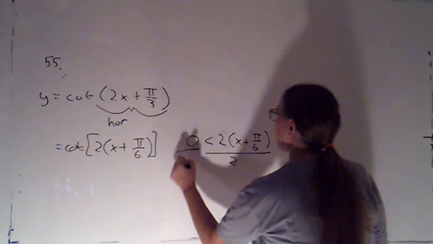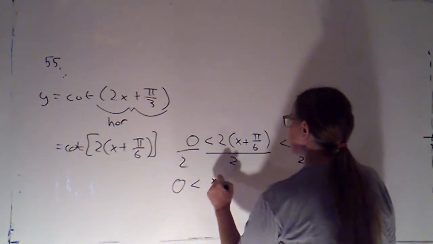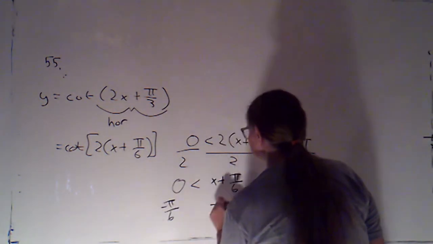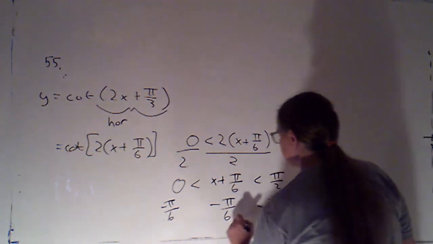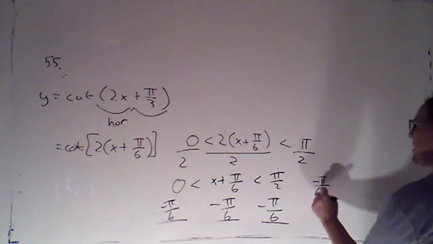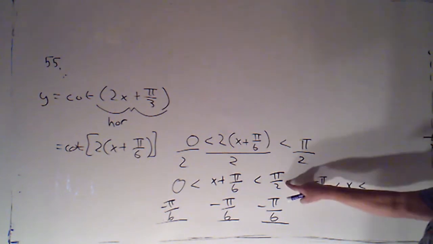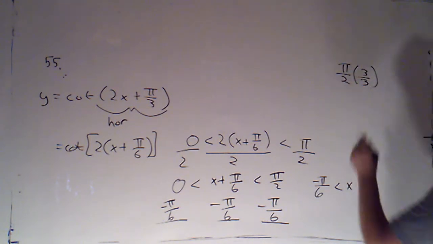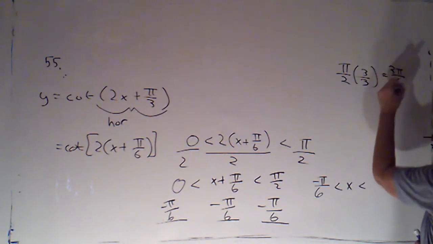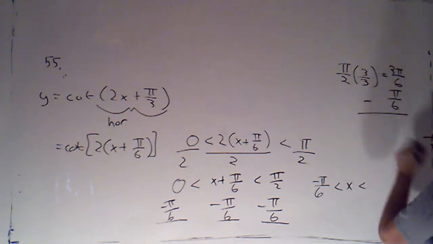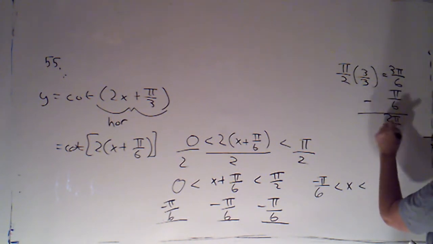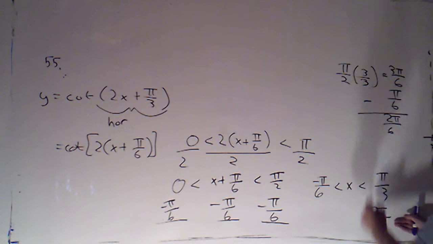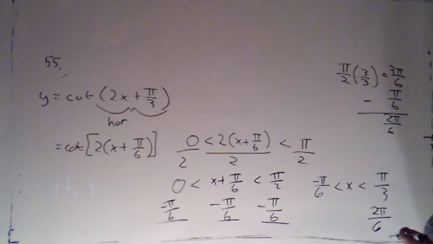So to solve for x, we'll divide through by 2. So we get 0 less than x plus pi over 6 less than pi over 2. And let's subtract our pi over 6. Okay, so I get negative pi over 6 less than x less than, let's see, I want to do pi over 2. Let's get a common denominator by multiplying by 1 in the form of 3/3. So that's 3 pi over 6, and then from that I'm subtracting pi over 6. That's going to give me 2 pi over 6, which reduces to pi over 3. Okay, might be useful to have that in non-reduced form as well, although I'll certainly label it in reduced form.